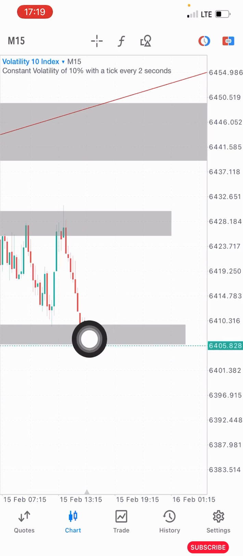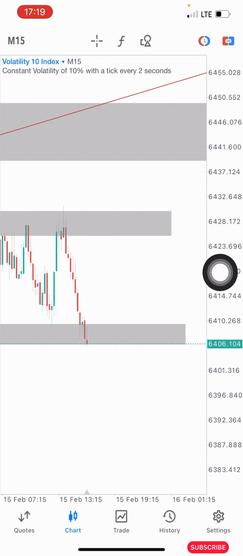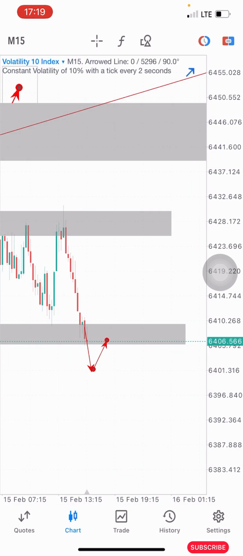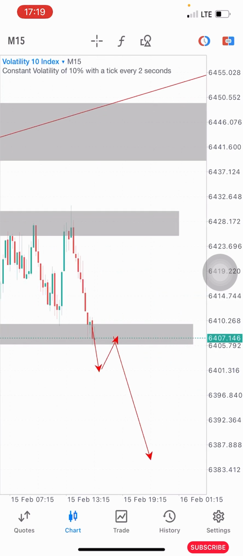All right, so now we are only looking for sell opportunity, and these are the two ways we can do that. The first way is that you either wait for price to break below this, go back for retest into this zone, and then once it gets to the zone, you look for your sell to the downside. That's the first way.